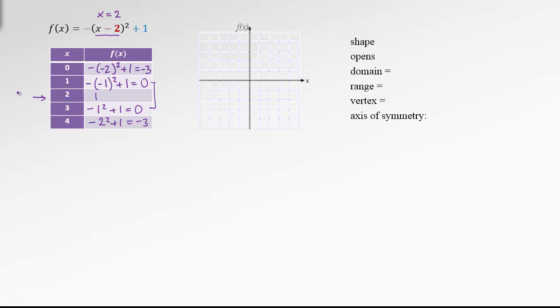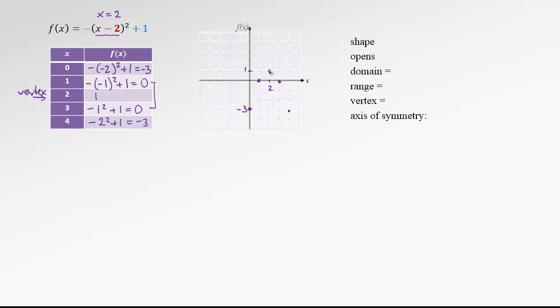Okay, so this point will be our vertex, and we may start graphing from it. 2, 1, that's this point. Here it's 2, here it's 1, and then 1, 0, so it's here, and 3, 0, over there. 0, negative 3, it's here, and 4, negative 3, over there.